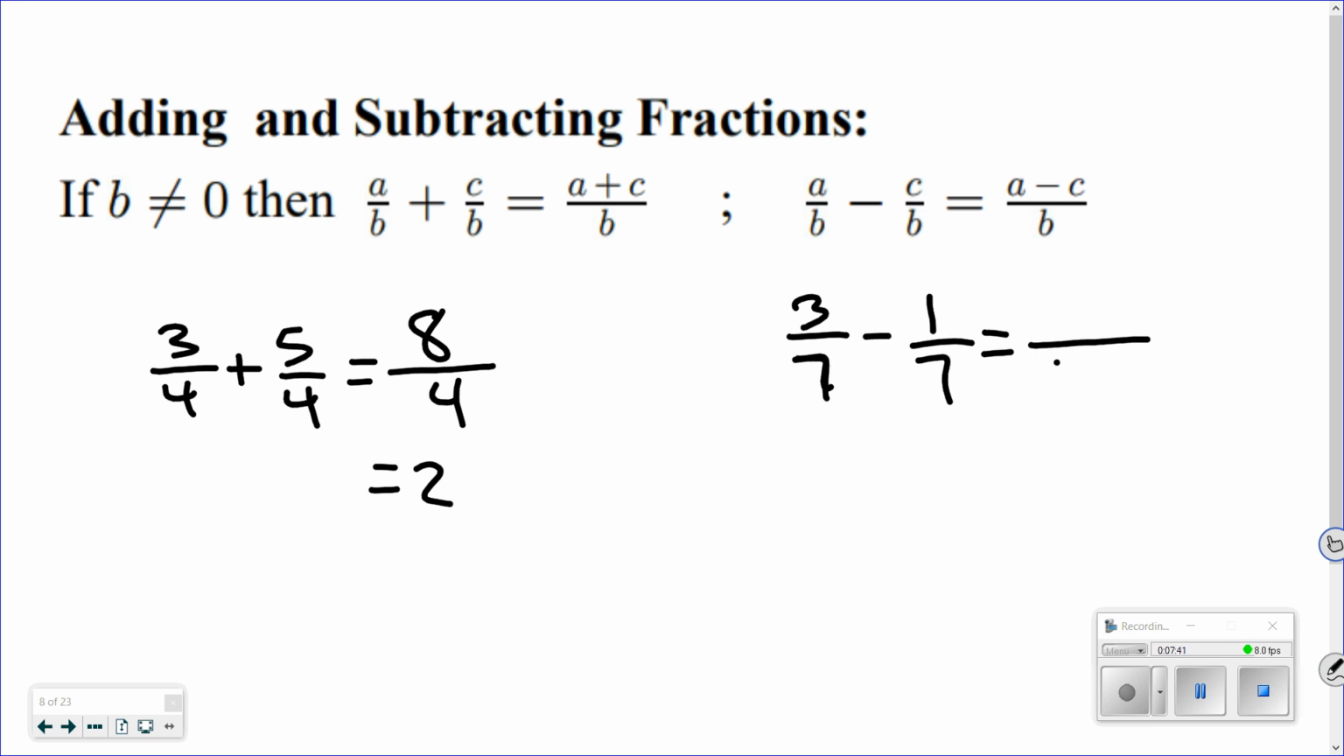The denominator stays the same. I just subtract the numbers on top. So 3 minus 1, which is 2. So that's easy enough, right? That's not too bad. But where it gets trickier is if you don't have a common denominator.